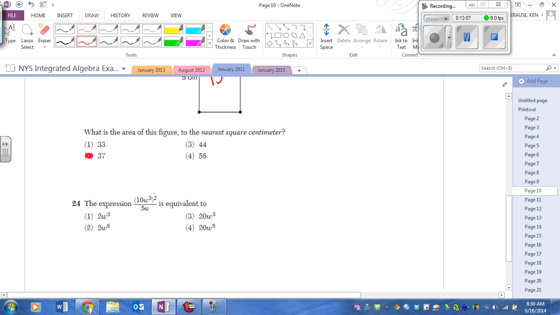Okay, we have exponents raised to exponents, so you have to multiply. So this is 10 squared, which is 100, w to the 6th, over 5w. So this 5 goes into 100 20 times, this w gets rid of one of these w's, leaving 5. So 20 w to the 5th is the right answer.